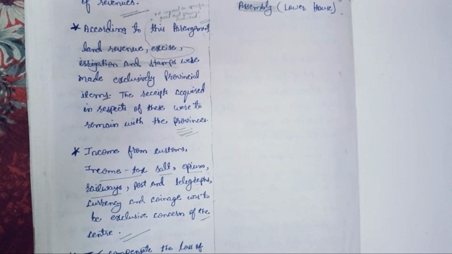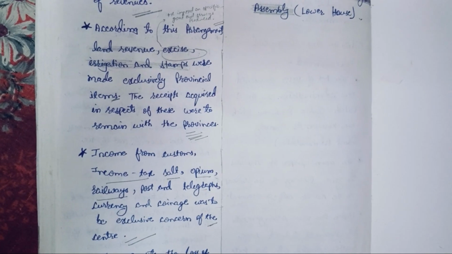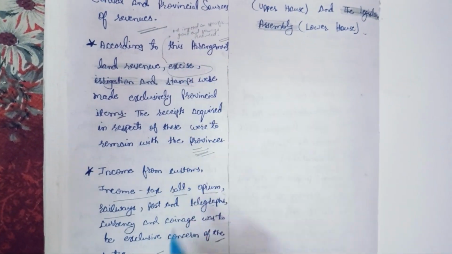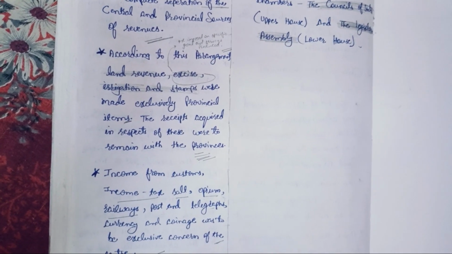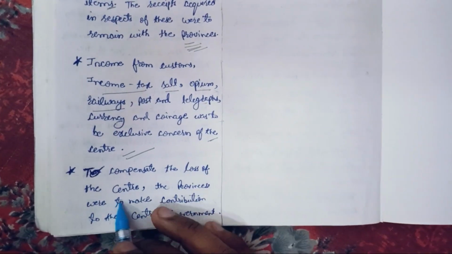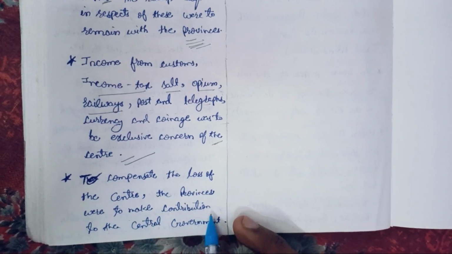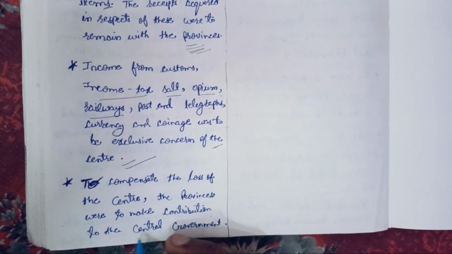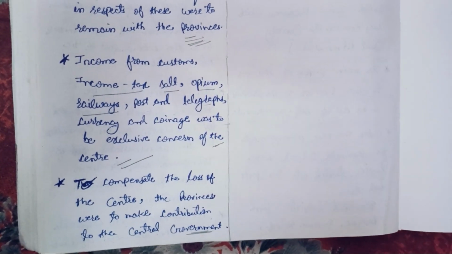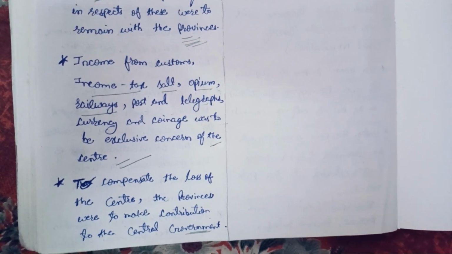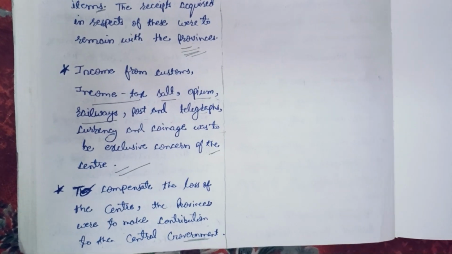Income from customs, income tax, salt, opium, railways, post and telegraph, currency and coinage was to be exclusively the concern of the center. Here we can see that the subjects under the control of the provinces were more as compared to those of the center. So to compensate the loss of the center, the provinces were to make contributions to the central government. It means provinces need to contribute money to the central government.